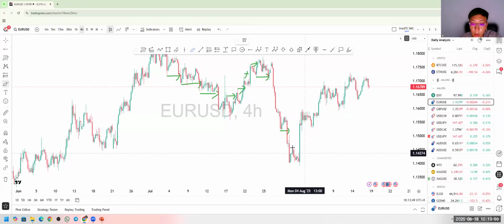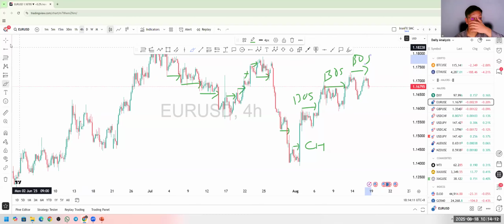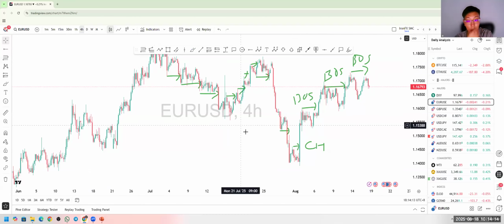Then here is a change of character, break of structure, break of structure. Now we are waiting for price to create another break of structure. Very simple yet effective method.